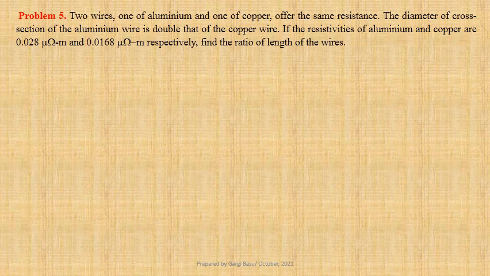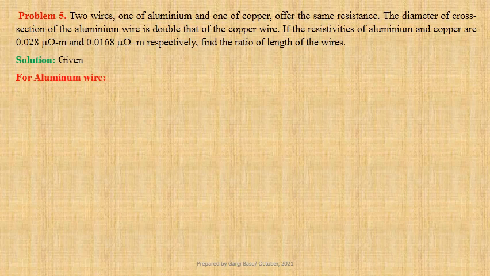Two wires, one of aluminium and one of copper, offer the same resistance. The diameter of cross-section of the aluminium wire is double that of the copper wire. If the resistivities of aluminium and copper are 0.028 microohm meter and 0.0168 microohm meter respectively, we have to determine the ratio of length of the wires.